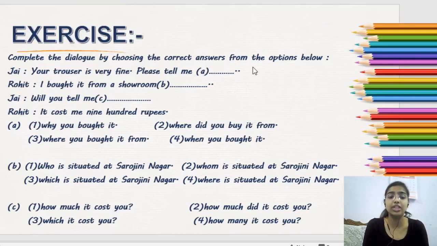Jay, will you tell me how much it cost you? How much did it cost you? Which it cost you? How many did it cost you? So, what would be the correct answer for this? Think. The correct answer would be how much it cost you. We are asking for the amount, how much it cost him. So, the first one would be the correct answer.